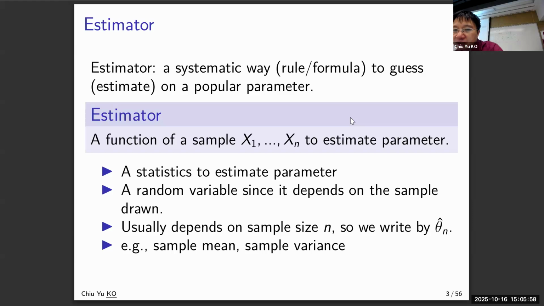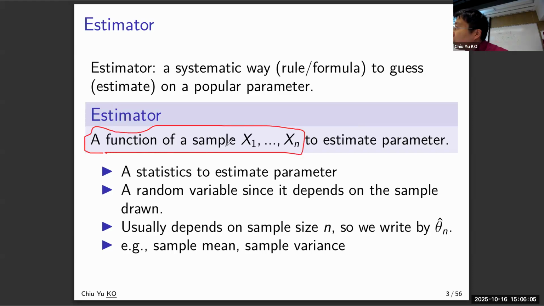So that's why I said you can see there's no difference. The definition is that it's also a function of the sample. This definition, the first red point, is called a statistic. So an estimator is a statistic to estimate a parameter. Because a statistic can be used for anything, but a statistic with the purpose of guessing is called an estimator. That's nothing new, but we know the sample mean is an estimator, the sample variance is also an estimator.